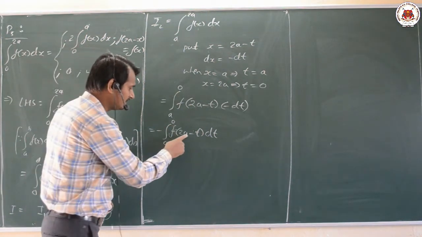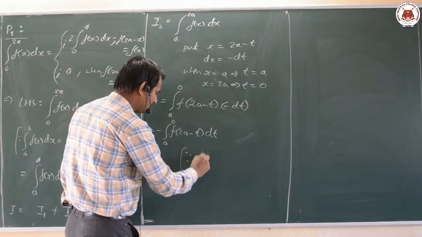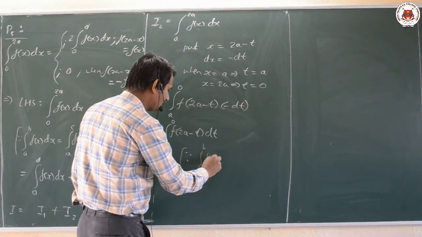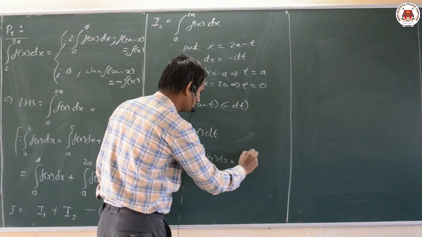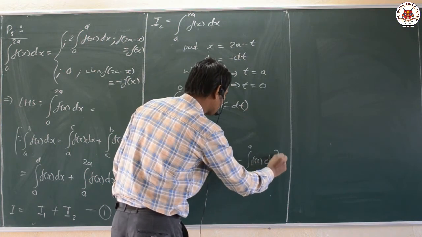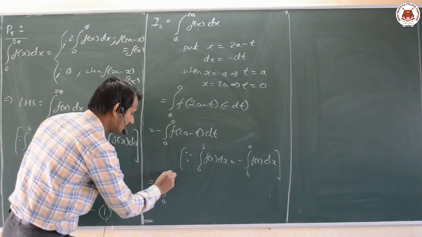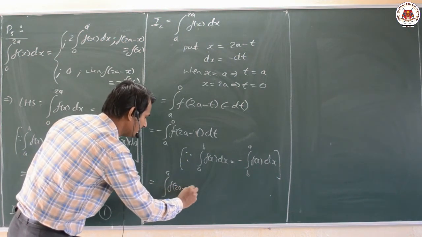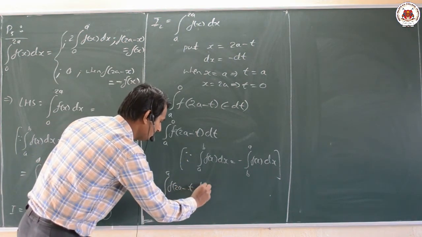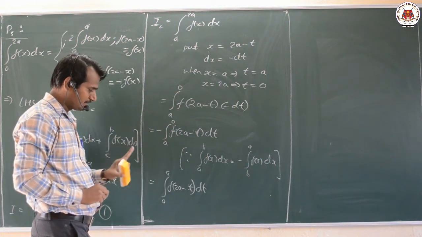Now here I will make use of one more property, that is integral from a to b f of x dx equals minus integral from b to a f of x dx. According to this property, I will substitute here, what we get is integral from 0 to a f of 2a minus t into dt. That is a changing of limits, minus becomes plus here.